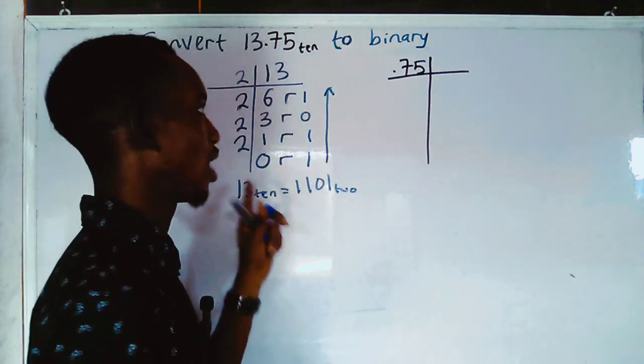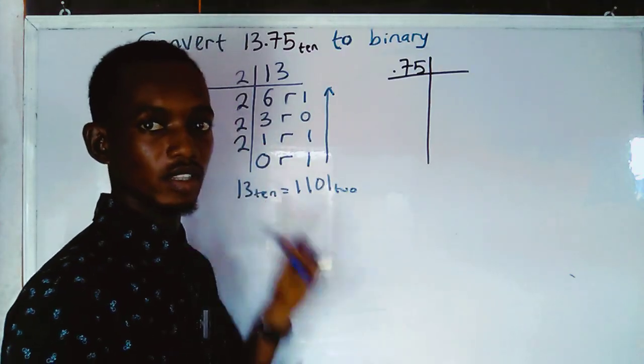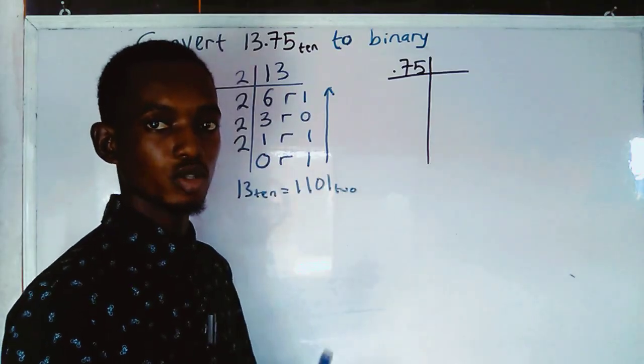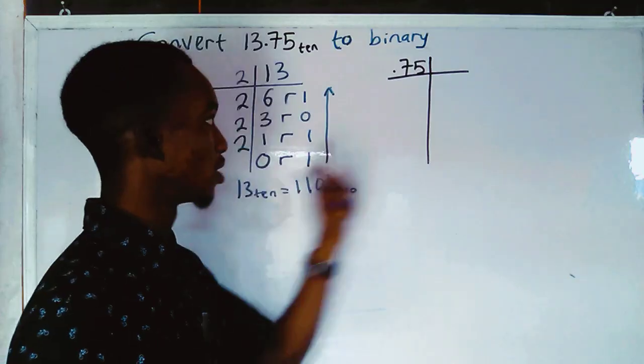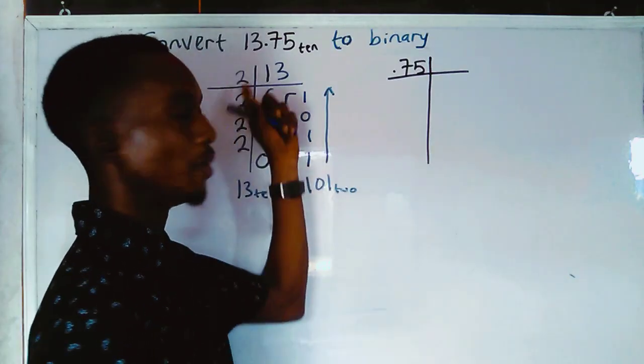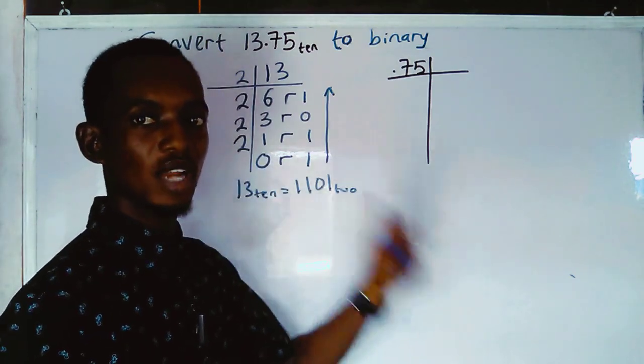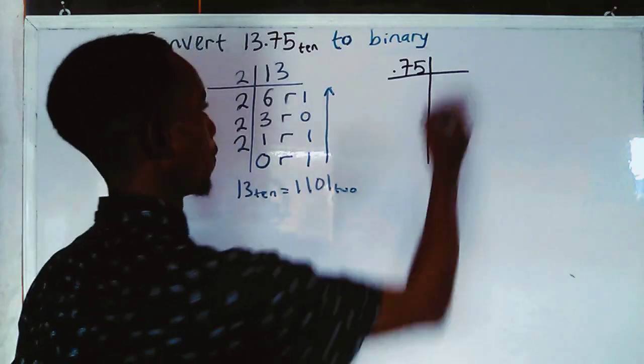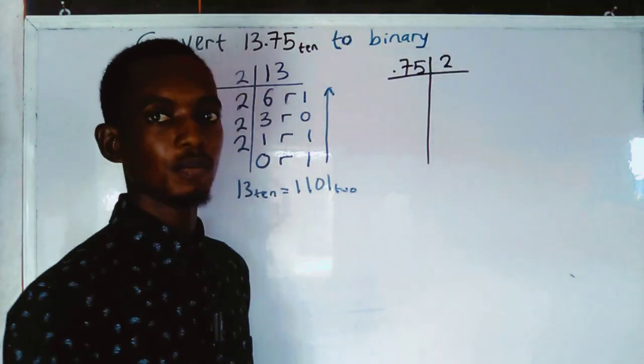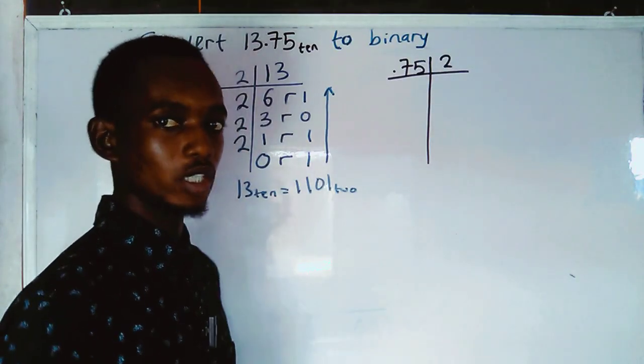We are going to be doing the total opposite of this here. This is the whole number, this is the decimal. So we do the opposite of this in this place. Here we're repeatedly dividing by 2, but here we're going to be repeatedly multiplying by what? 2. That is, we are going to be multiplying 75 repeatedly by 2.